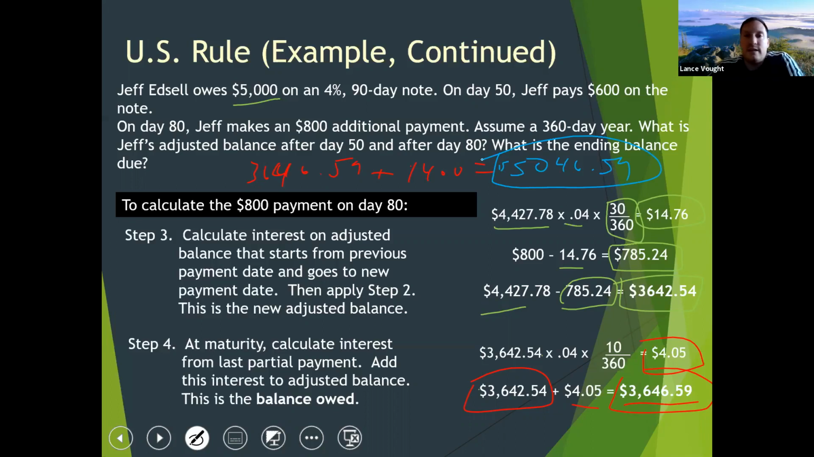Now go ahead and calculate for me the amount Jeff would have paid if he paid it all on the 90th day. So go ahead and calculate that. Drop it in the chat. If Jeff Edsel used the ordinary rule and just waited until the day it was due on day 90 to pay everything back, how much would he have paid compared to how much he's paying when he's doing these partial payments?